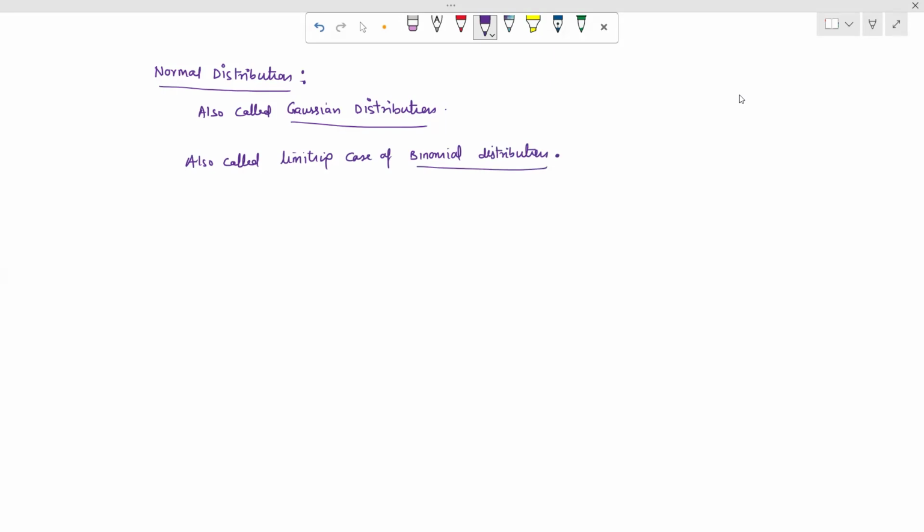Now, first we know that the normal distribution is a continuous probability distribution. So we also remember this thing. This is a continuous probability distribution.